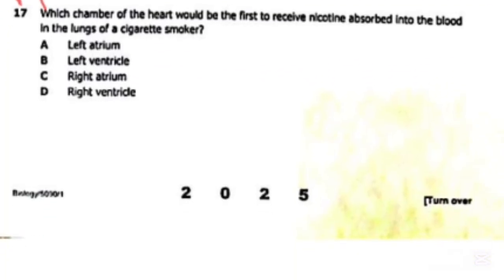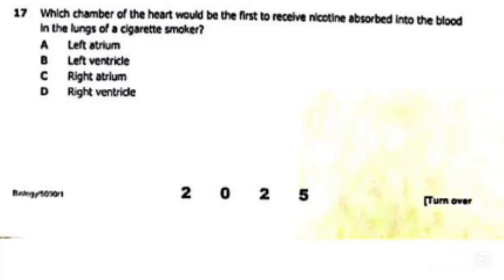Question 17. Which chamber of the heart would be the first to receive nicotine absorbed into the blood in the lungs of a cigarette smoker? So we know that nicotine basically affects the lungs because you inhale the air. So now which blood will receive it first? So the first chamber of the heart which will receive the nicotine absorbed into the blood is the what? The left atrium. Why are we saying the left atrium?